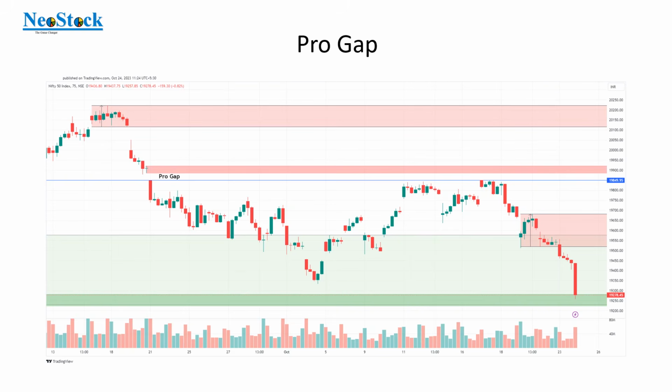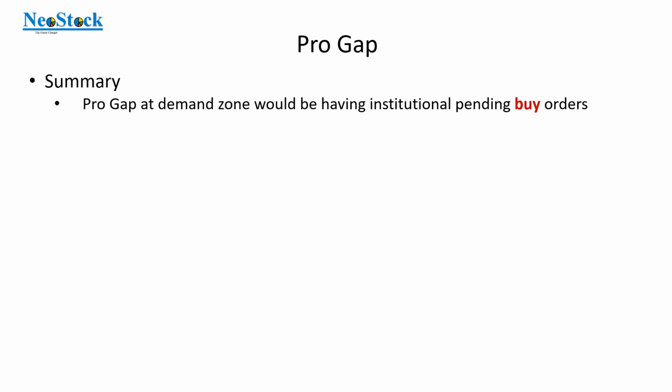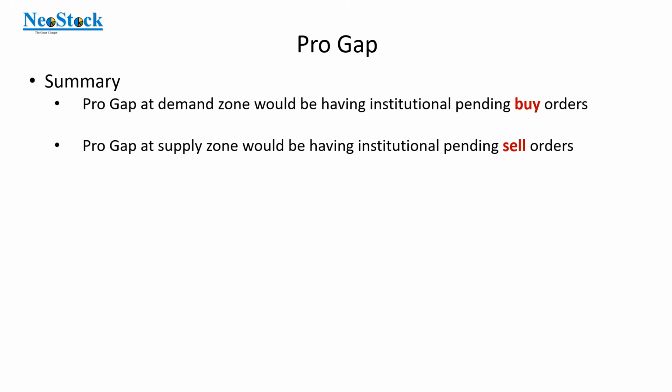So let me summarize the points we have learned. The two important points. First one, a professional gap at a demand zone would have institutional pending buy orders. That's why next time when prices reach that professional gap, the institutional pending buy orders again will push the price up. Similarly, a professional gap at a supply zone would have institutional pending sell orders. Next time again when prices reach this professional gap area, the institutional pending orders again will push the price down.